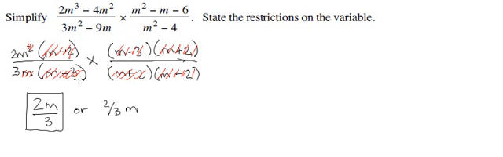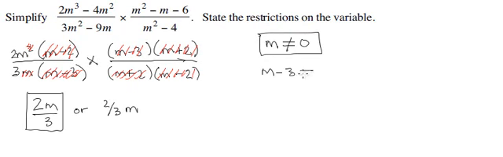We have to look at each of the things in the denominator and make sure that none of them go to 0. So the 3 I'm not worried about. That can never be 0. We have m cannot equal 0. That's one non-permissible value. Here we have m minus 3 can't equal 0. Take the 3 to the other side and you get m must never equal 3.